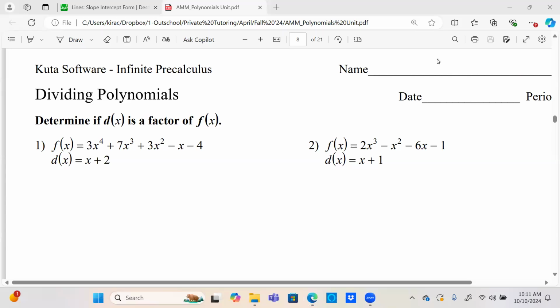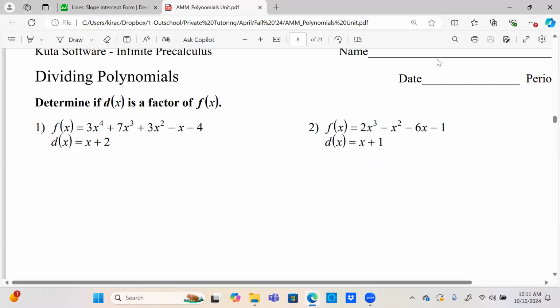Hello, this is Cinderella Math, and today we'll be looking at the Kuta Software worksheet on dividing polynomials. This is for pre-calculus, could also maybe be like an advanced algebra 2. And yeah, we're just going to work this out straight down, starting with 1 through 4.